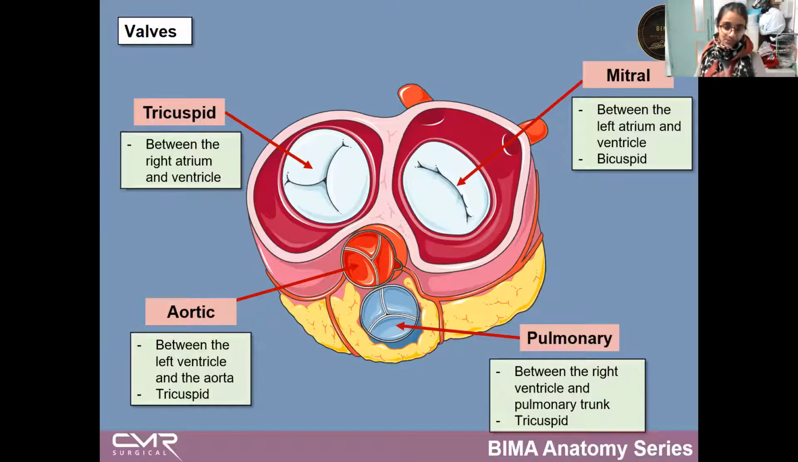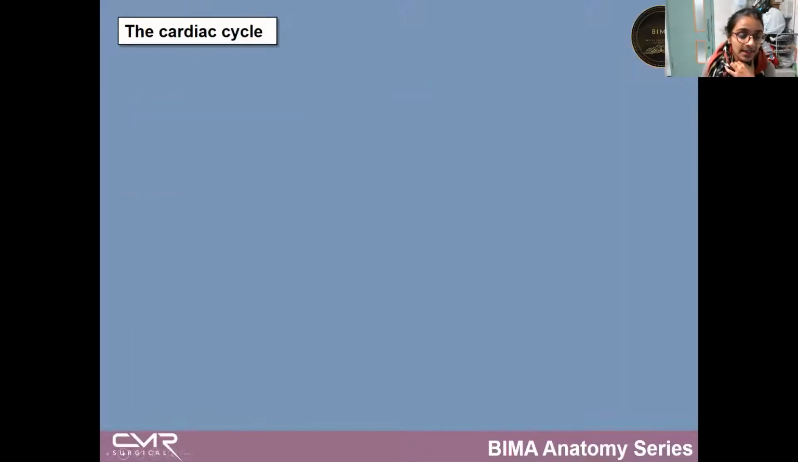Because if you think about it, it's your oxygenated blood that's really important to get out and around the body. So if these valves are affected, you're going to have worse outcomes. So really focus on your mitral and your aortic valves when it comes to revising. And we will go into the pathologies as well.